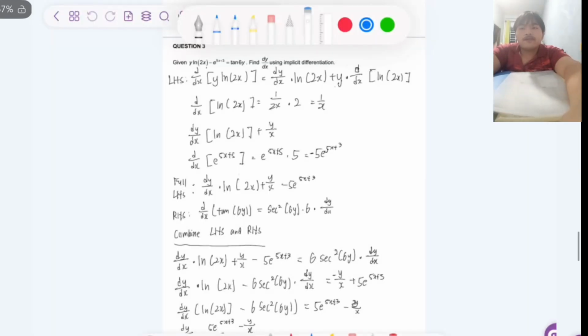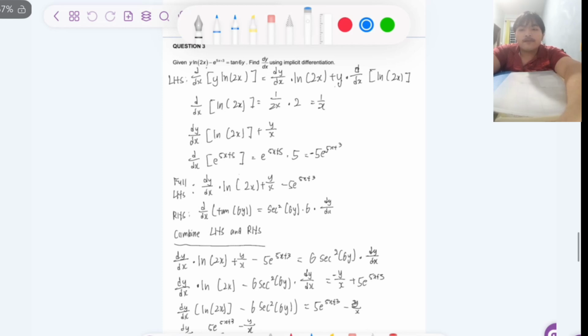For question 3, first, we need to differentiate both sides with respect to x. Let's start with the left hand side. First term, the derivative of y ln 2x, we use the product rule. That gives us dy/dx times ln 2x plus y over x.